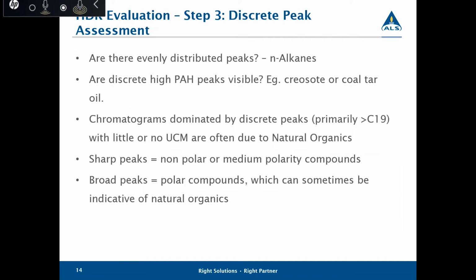Moving to the next step, looking at the discrete peaks assessment. Looking at the chromatogram, we will be seeing discrete peaks, and they can tell us certain things about our source. Evenly distributed peaks of N-alkanes, a mix of odd and even N-alkanes, usually indicate petroleum products. If we have only odd N-alkanes, straight alkanes, that usually points to natural organics like peat moss.